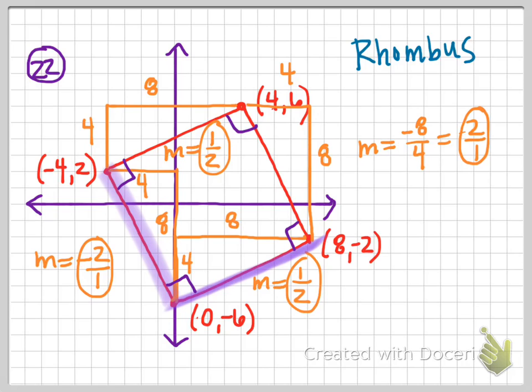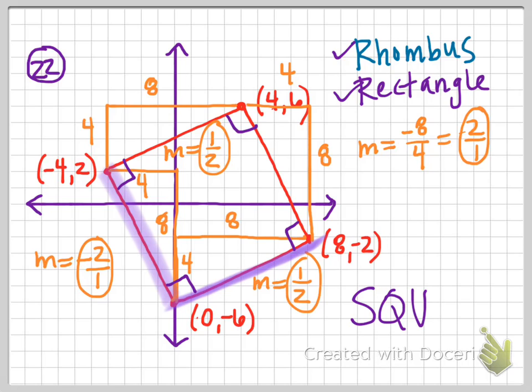So because of that, this is not only a rhombus, but it's a rectangle. And the test for square said that if you were both of these, which we are, then we have a square. Yay!